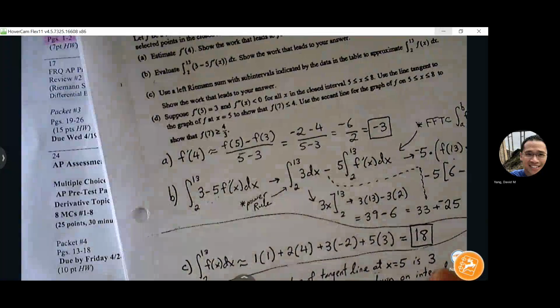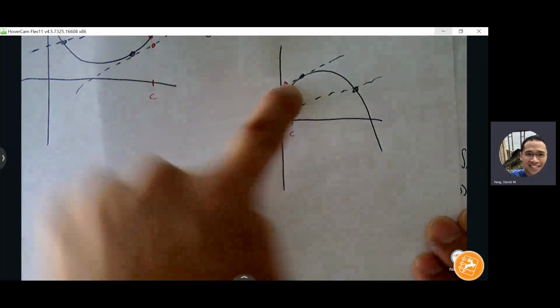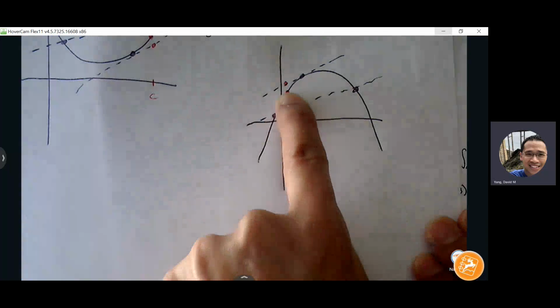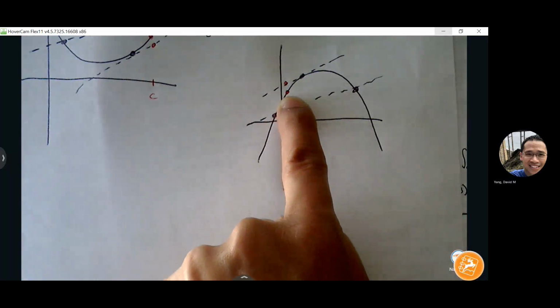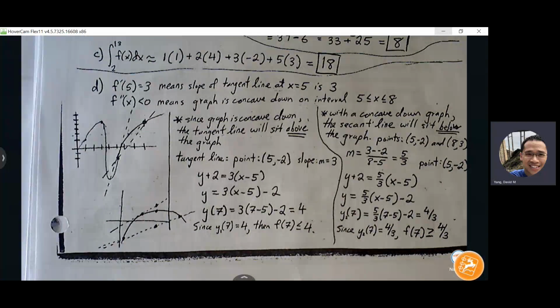So if my y value is already sitting at 4 for my tangent line, I know that my actual value is going to be where? Below it, right? So that's what we're able to show. Since the tangent line, which is over approximating the actual value, is already at 4, we know f of 7, the point on that curve, is going to be lower than or equal to 4. Okay.